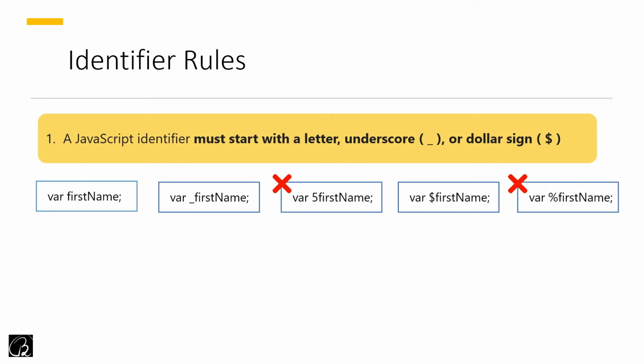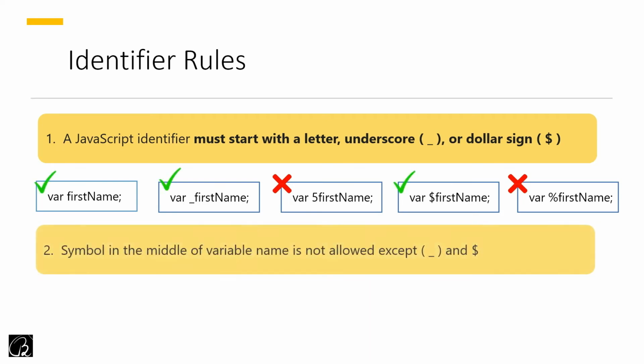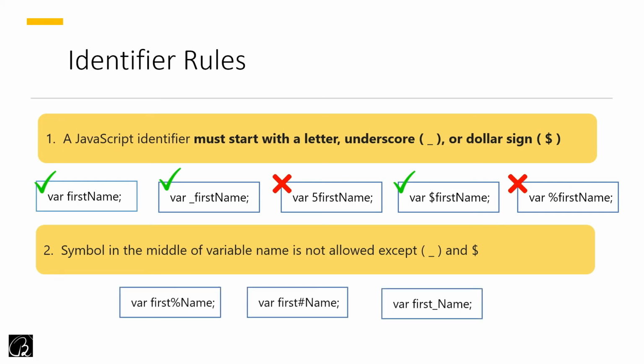In the same way, we cannot use a symbol other than underscore and dollar. So if I write this percentage or mod, that is also wrong syntax. But the other syntax where you're using underscore or dollar is fine. The next rule says a symbol in the middle of a variable name is not allowed except dollar and underscore. So we cannot write any symbol in the middle of a variable name, but we can write dollar or underscore.